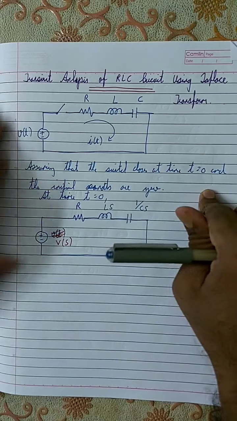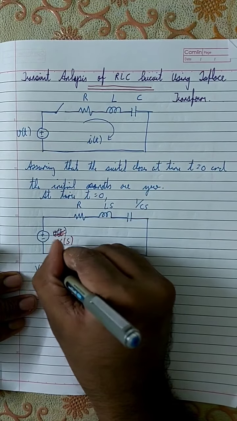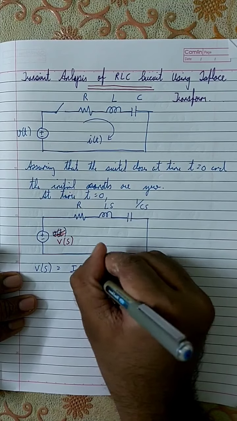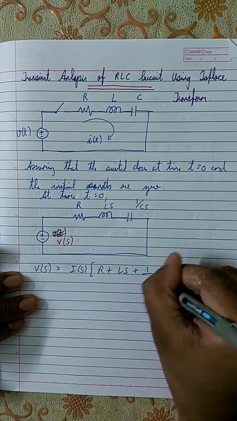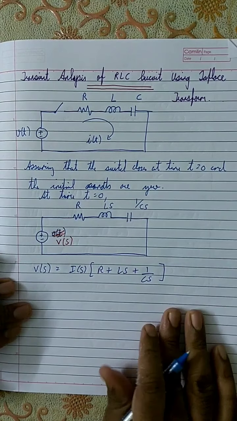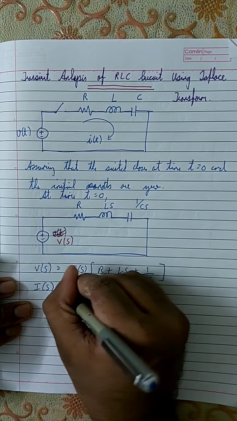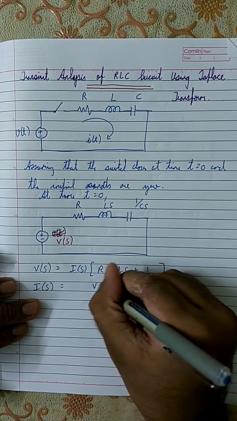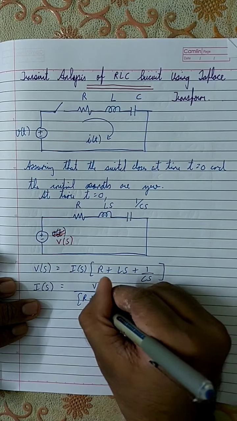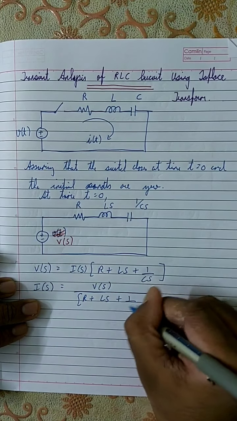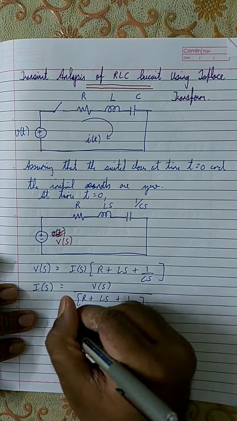Now again we are going to apply Kirchhoff's voltage law to the circuit. So the equation becomes V of S is equal to I of S into R plus Ls plus 1 by Cs. Again we find that the equation for I of S is equal to V of S by R plus Ls plus 1 by Cs.